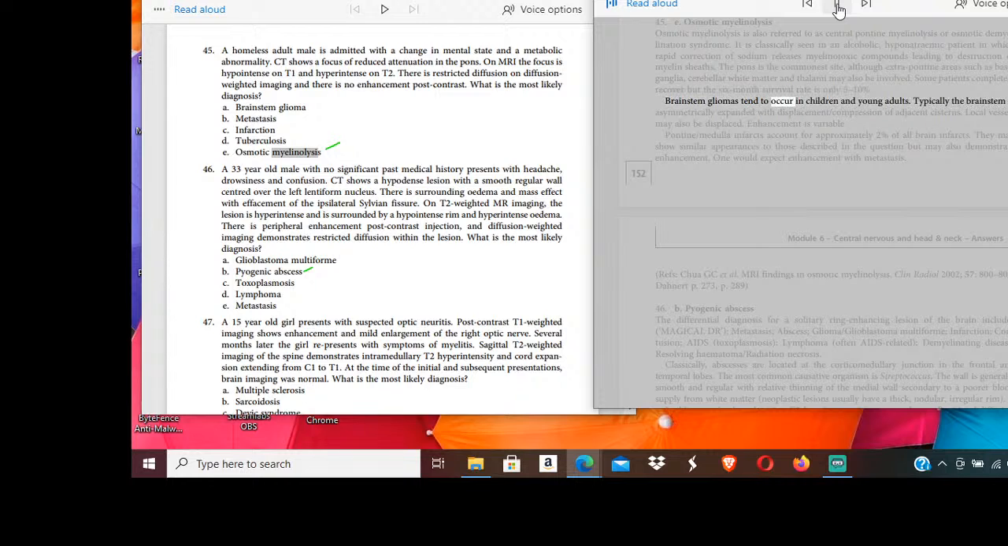Brainstem gliomas tend to occur in children and young adults. Typically the brainstem is asymmetrically expanded with displacement/compression of adjacent cisterns. Local vessels may also be displaced. Enhancement is variable. Pontine/medulla infarcts account for approximately 2% of all brain infarcts. They may show similar appearances to those described in the question, but may also demonstrate enhancement. One would expect enhancement with metastasis.